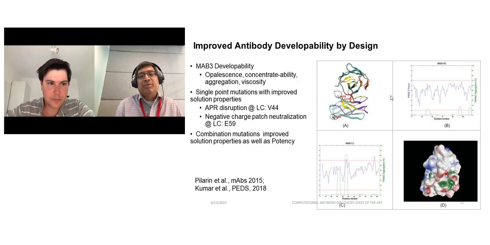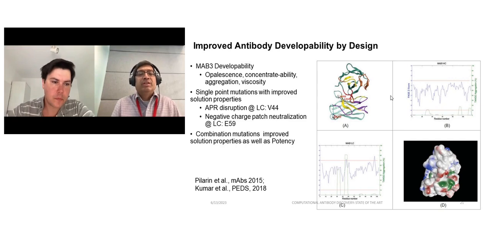All of this is very theoretical, very conceptual work, but we also practically demonstrated it in terms of an antibody, which was dropped from product development because of several developability challenges. And essentially, it took us only 2 amino acid position mutations, one to disrupt an APR, the aggregation prone region, and another to disrupt a highly solvent exposed negative charge patch.